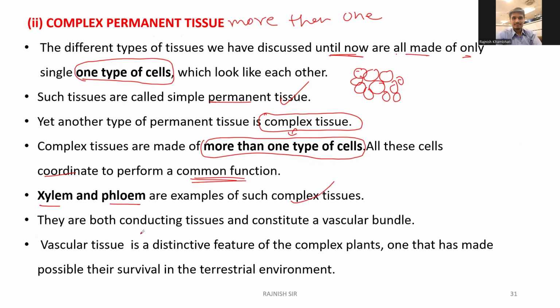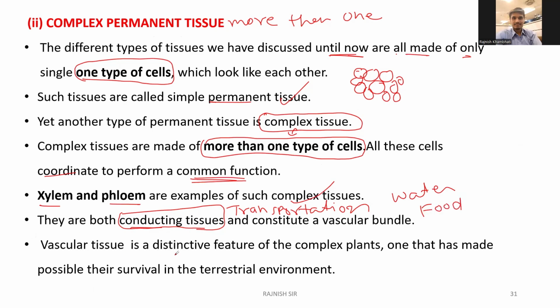Their function is conducting water and food. Their main function is conduction. They are conducting tissue. Conducting means transportation. They are doing transportation. And what are they transporting? They are transporting water, food and minerals.